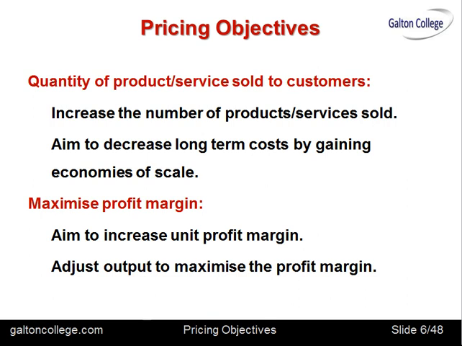This may mean setting a low price. The aim is to decrease long-term costs by gaining economies of scale. So if the company grows, costs may fall because it's now producing more. It's able to buy in bulk and negotiate discounts. It may have specialist machines made to make the product, which are cheaper at making the product because they're specialized. The workers produce more, so they become more skillful at producing the product, and their costs reduce. These are known as economies of scale, economies of size. So in stepping up production, costs may fall.